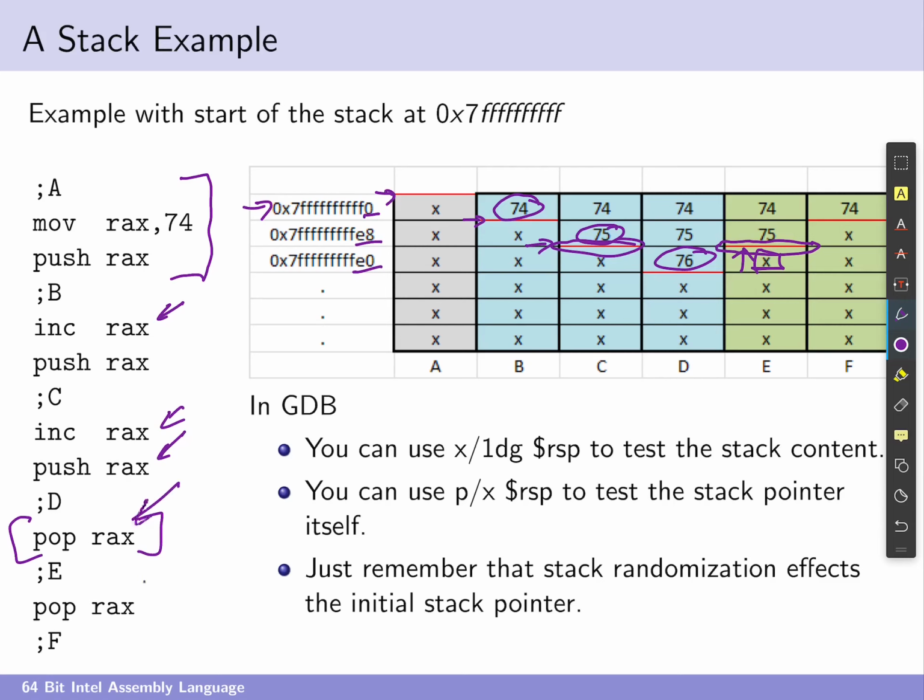If I call pop again, I will simply be moving the stack pointer again, and the value that was at this X that I'm highlighting will be stored in RAX. So in this case, this RAX is going to contain the value of 75, whereas this one had the value of 76.